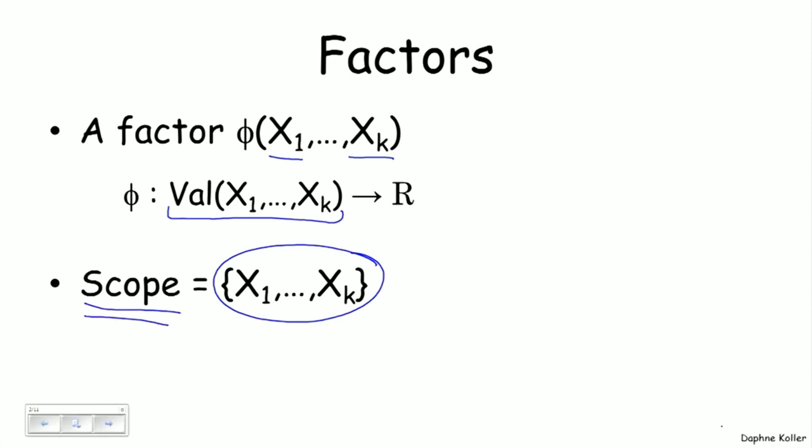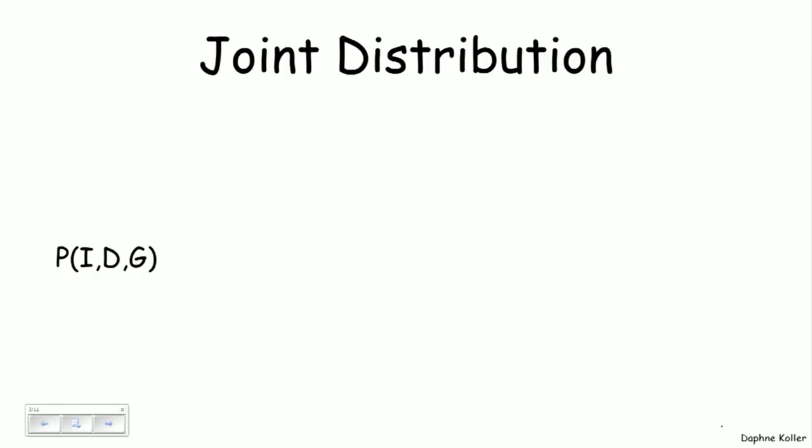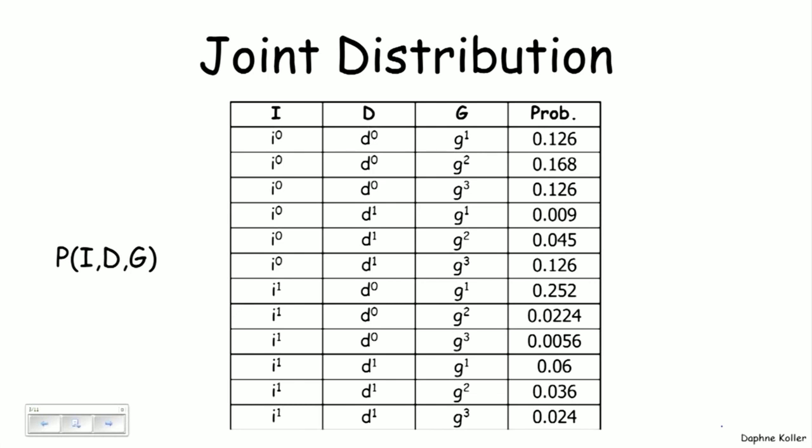Let's look at some examples of factors. We've already seen a joint distribution. A joint distribution is a factor. For every combination, for example here of the variables I, d, and g, it gives me a number. As it happens, this number is a probability, and it sums to 1. But that doesn't matter. What's important is that for every combination of values of I, d, and g, I get a number. That's why it's a factor.